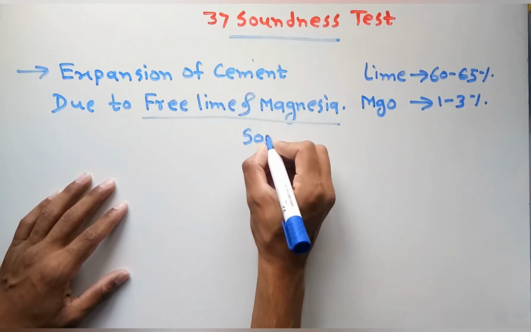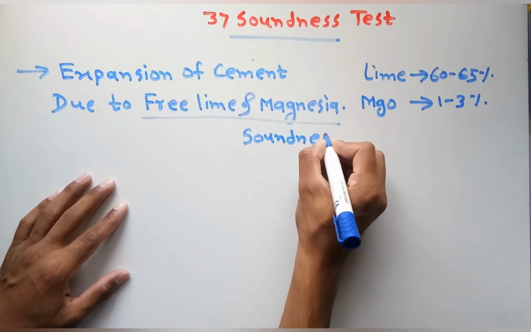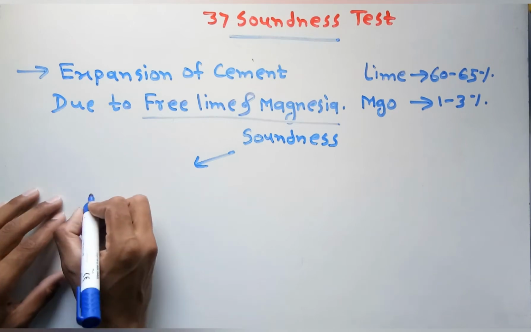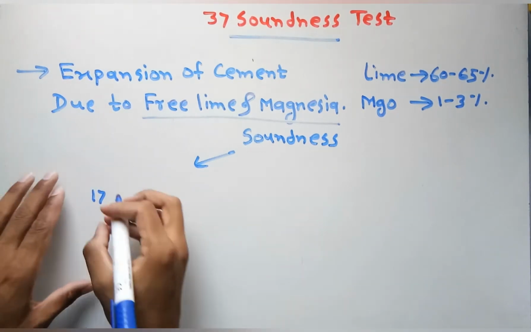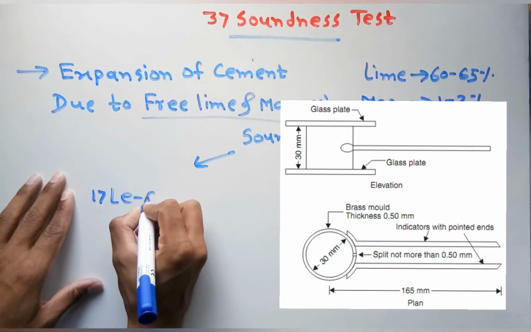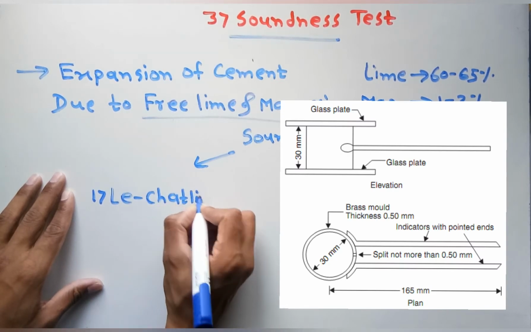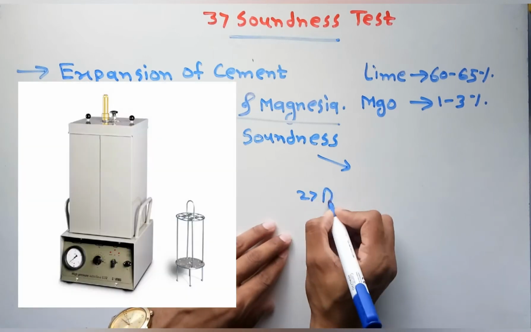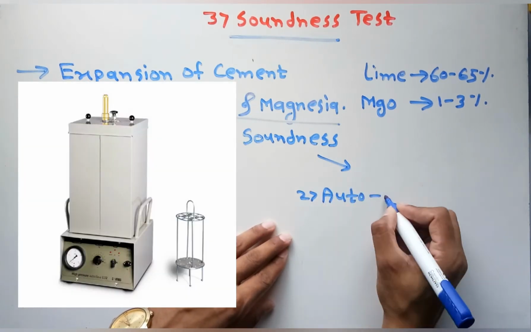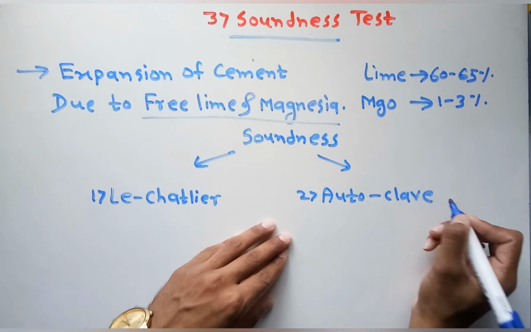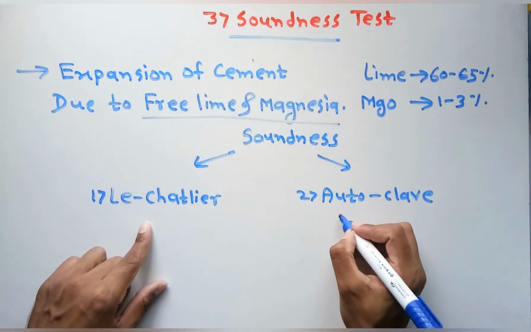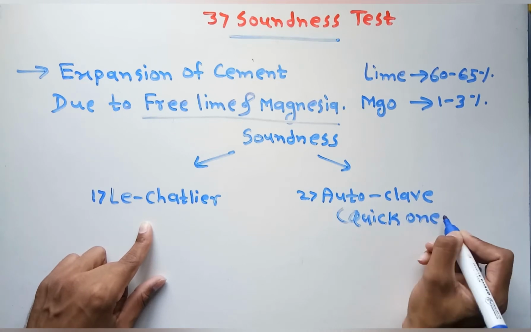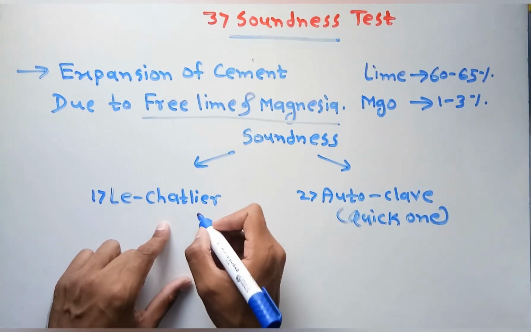The soundness test can be performed by two methods. The first method is Le-Chatelier, and the second one is the autoclave apparatus. Among these two, autoclave is the quick one, and Le-Chatelier takes some time, around 24 hours.